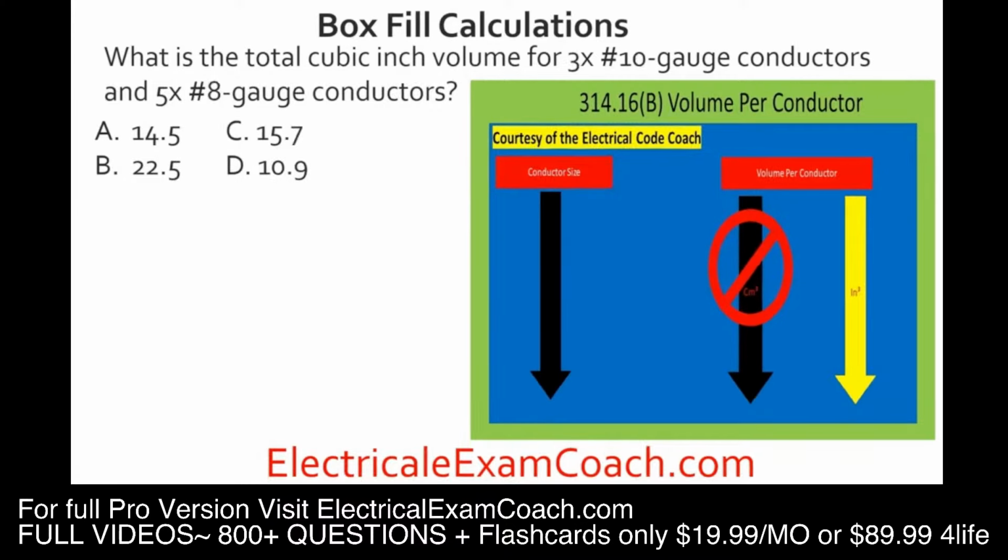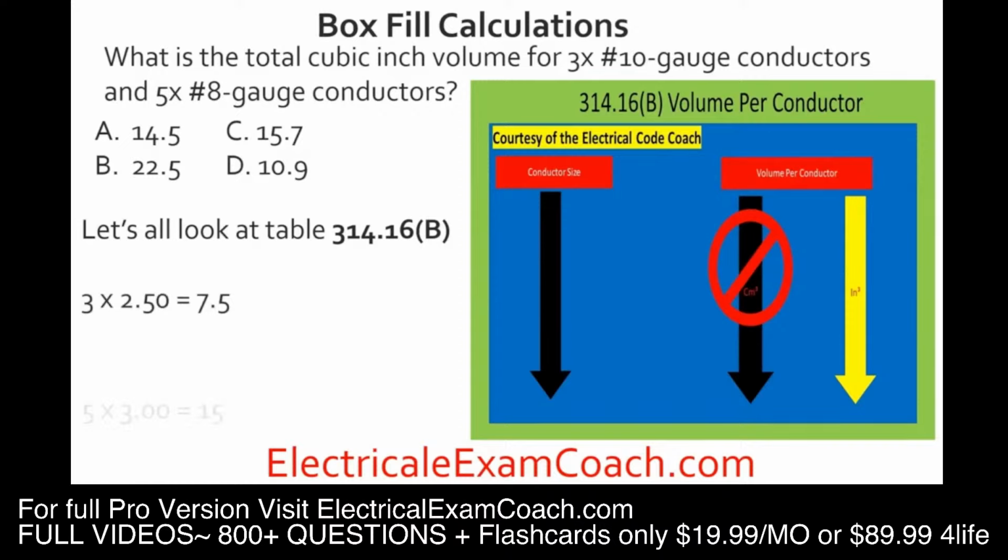What is the total cubic inch volume for 3 10-gauge conductors and 5 8-gauge conductors? We head straight to our table. We do some math here. We work out the 10-gauge conductors. Then we work out the 8-gauge conductors. We total those two back together, and we find that it's taking up 22.5 cubic inches, and we select B.